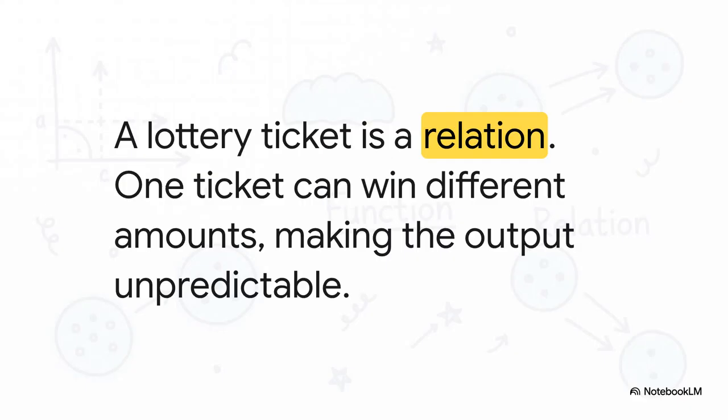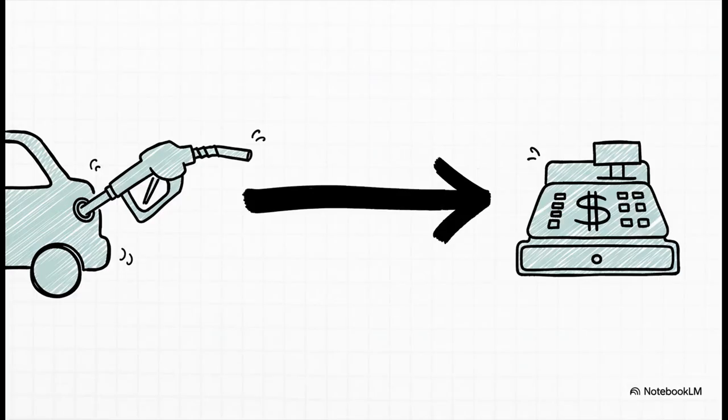Okay, now let's flip it. A lottery ticket. The ticket is your input. But what's the output? Well, you could win nothing. You could win $5. You could win $1 million. One input can lead to a whole bunch of different outcomes. That's why it's a relation, not a function. It's totally unpredictable. Let's go back to a function. Pumping gas. The total cost is a direct function of how much gas you put in your tank. You pump 10 gallons, there's exactly one price you're going to pay. It's a clear, dependable connection.